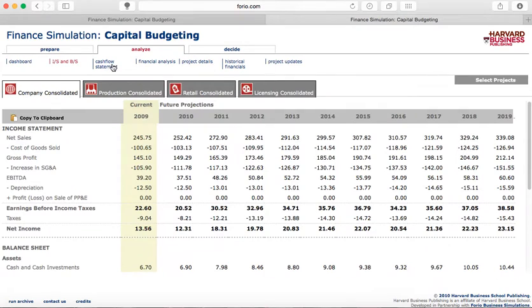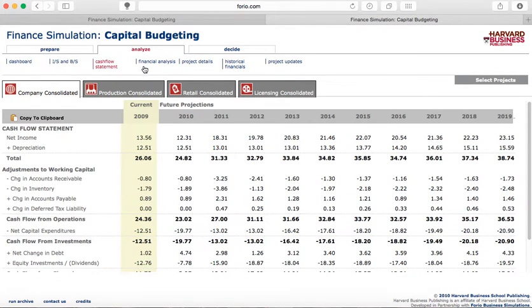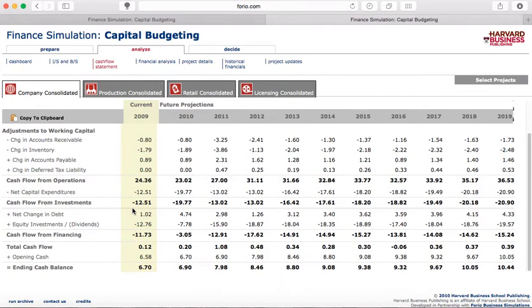So when we're analyzing our choices, we want to look at a couple different things. First of all, the end goal is to have our net income increasing throughout the future projections, as well as cash flows. So when we're looking at these numbers, we want to make sure that the operations that we're bringing in, when we take away investments and financing, we're still ending with a positive cash balance.